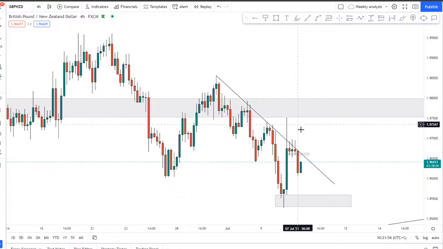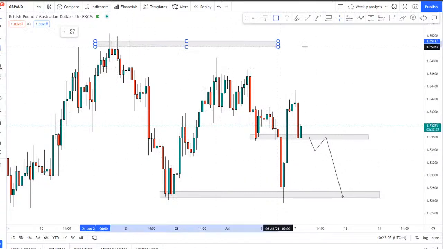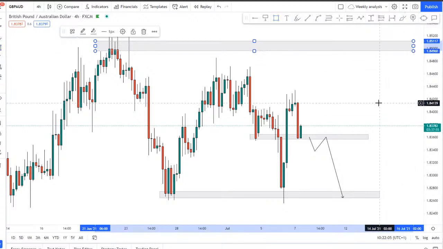If it does break through that trend line, then upside. If GBPAUD does hold that support and continues, then we're looking at highs as well for that one. Back up to 1.85, maybe even higher.